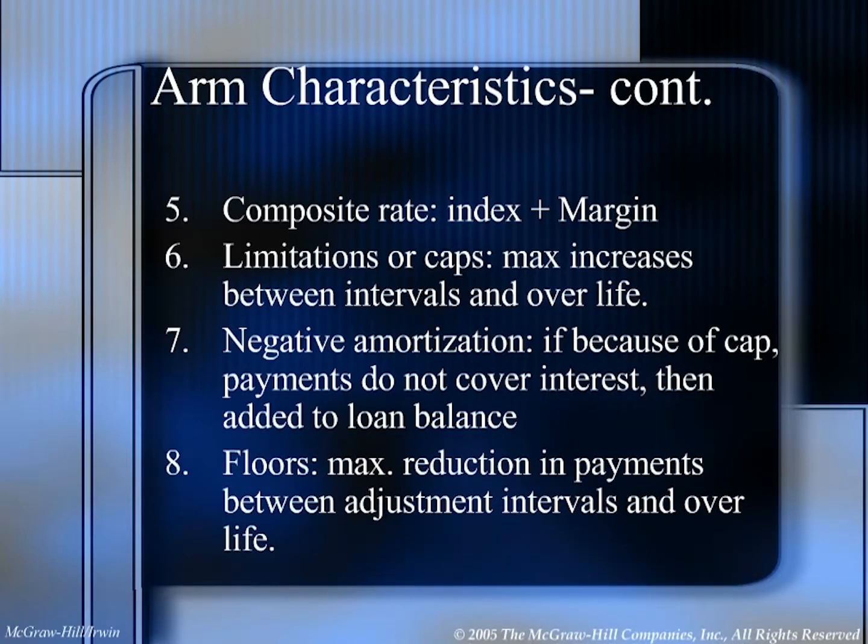Then there's floors, the maximum reduction. Oftentimes loans might have a maximum reduction, so it can only go down so much. So if your rates are falling, and we're at 7 now and next year they're at 5, you might say, well, it can't just fall 2%, it can only fall 1%.